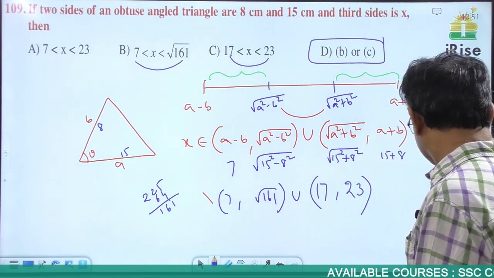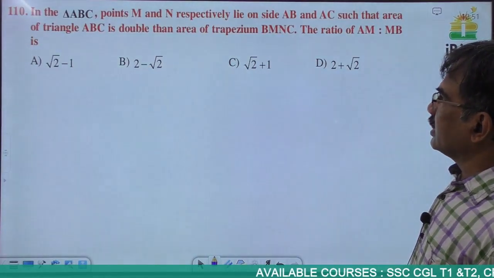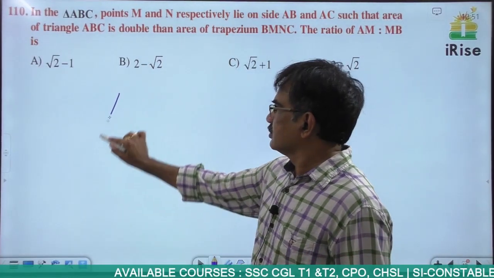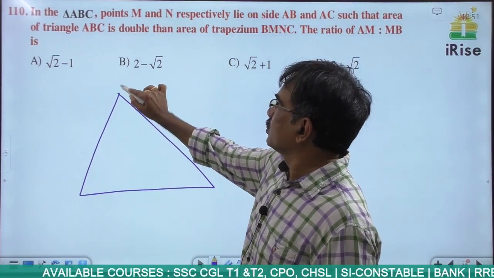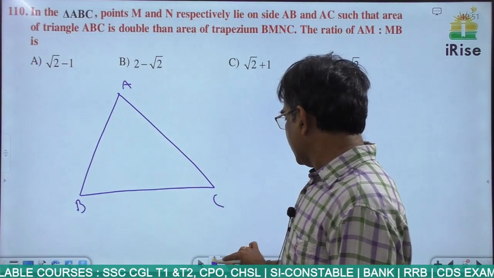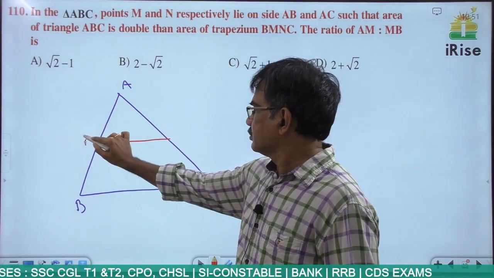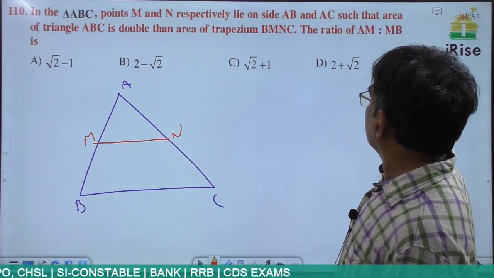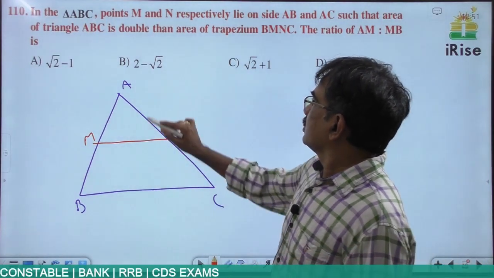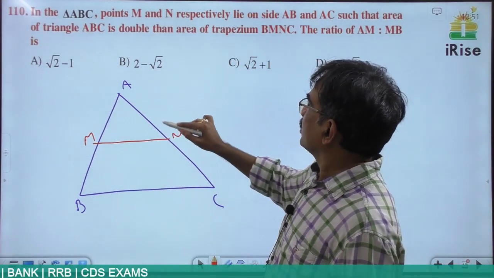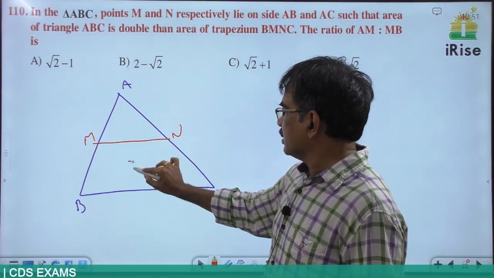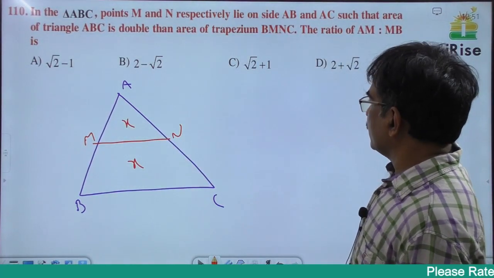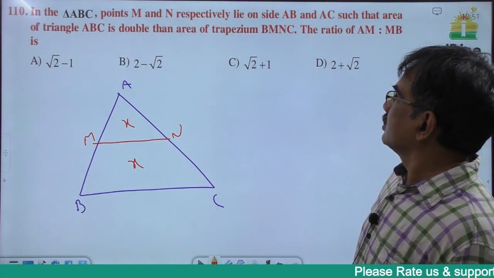Okay, next one. In triangle ABC, points M and N lie on sides AB and AC respectively, such that, this is a reverse process of the previous question. The area of triangle ABC is double the area of trapezium BMNC. If this is x, total area is double, which means this is also x. Then what is the ratio of AM to MB?